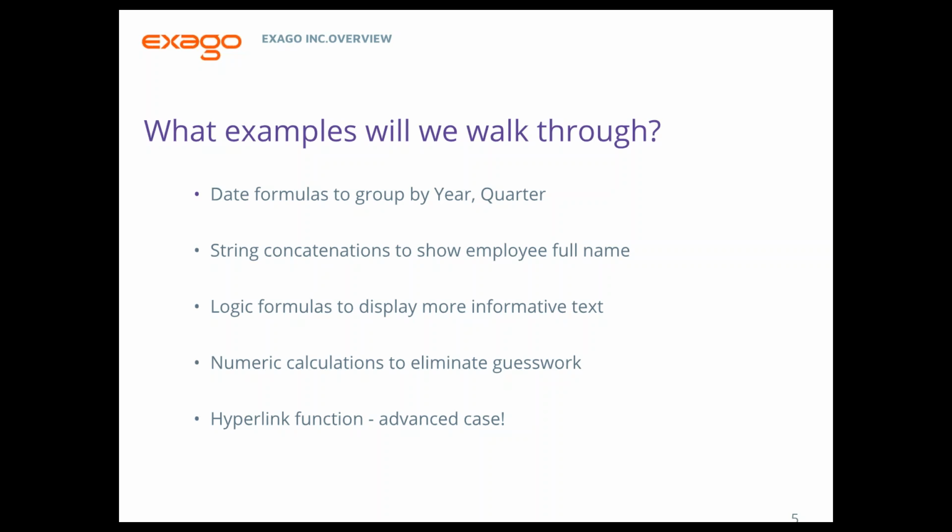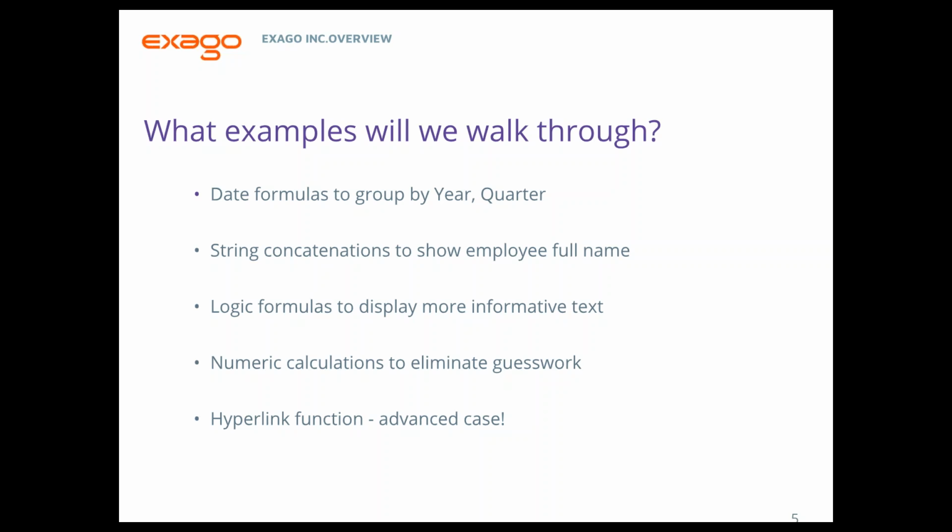Now, the specifics of those, we're going to talk about date formulas. I don't want to spend too long on this slide, but date formulas, some string concatenations. I'm going to show you a few ways that string concatenations are actually super powerful. Logic formulas to display more informative text. So based on a field, what do we actually want to understand from this field? Why do I have this data on my report? And what is it that it's indicating to me? Can I just display text that is quickly interpreted and maybe a better indication than the data value itself?